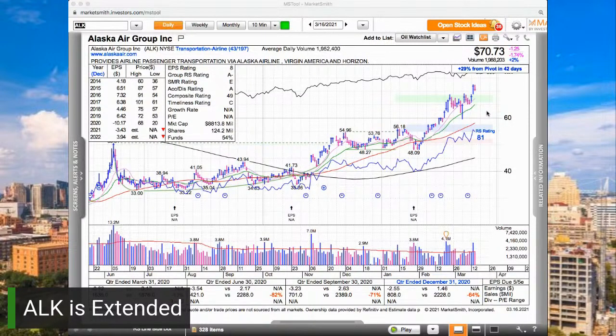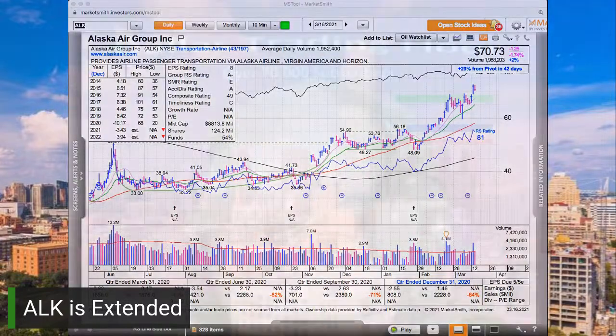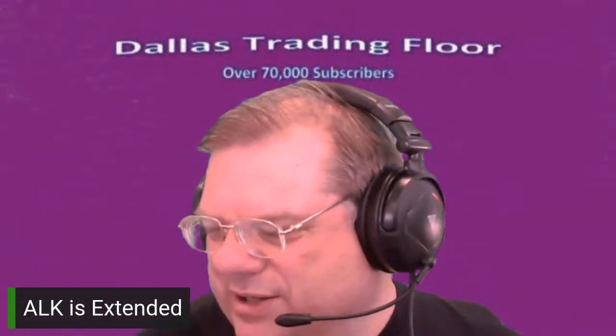Let's see if this thing pulls back a little bit and forms a base. I wouldn't recommend buying it at this level. I think that you have to be super careful. These are tough. Entry points are very difficult when there's a change in the market. And there's definitely been a change in the market to the reopening trade.